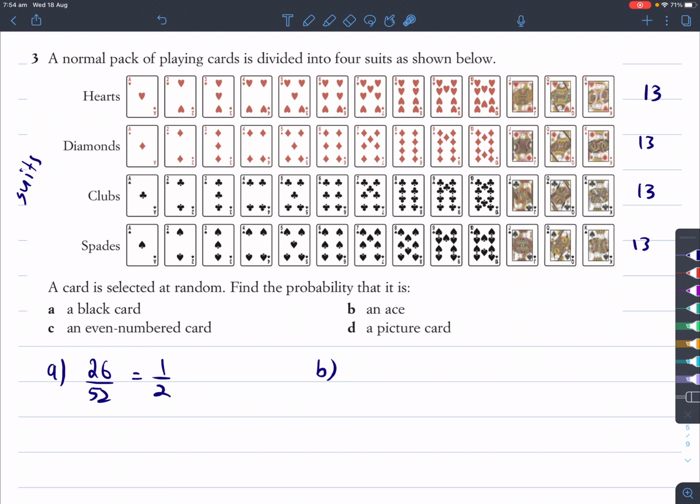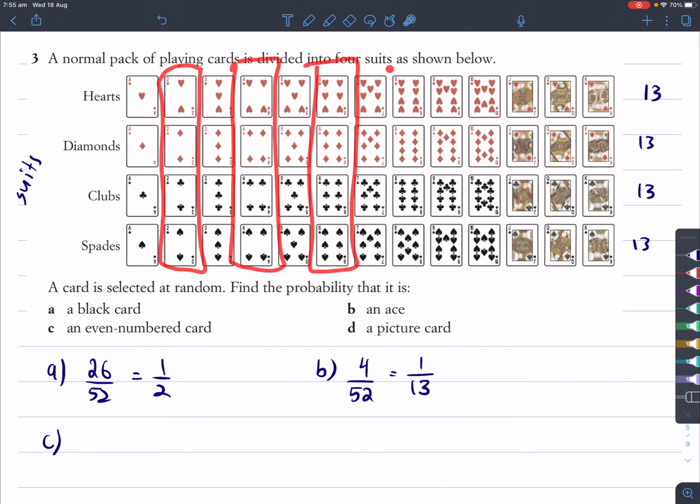For question B, an ace. How many aces are in the deck? Well, the aces are the first number in the deck, so there's 4 of them here, 1 of each suit, out of 52. That simplifies to give you 1 out of 13. An even numbered card. So even numbers represent these ones here. So there's 4 2s, 4 4s, 4 6s, 4 8s, and 4 10s.